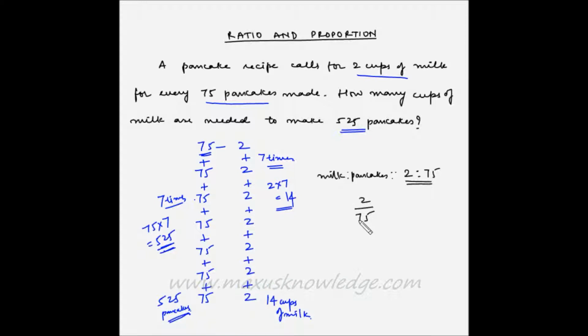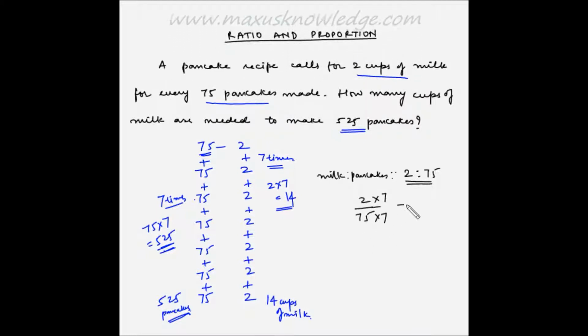Now we know that if we multiply the numerator and the denominator by the same number, it remains the same ratio. So let's multiply this by 7 and this by 7. So 75 multiplied by 7 is 525, and the numerator is 7 multiplied by 2, which is 14. So if for 75 pancakes we need 2 cups of milk, for 525 pancakes we need 14 cups of milk. Now let us look at another way.